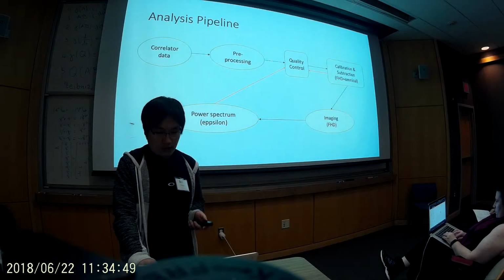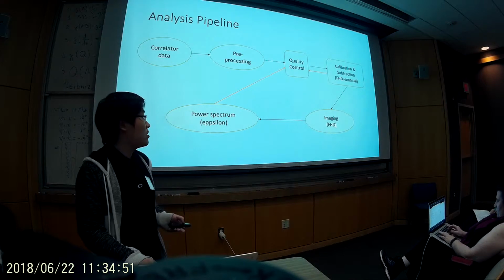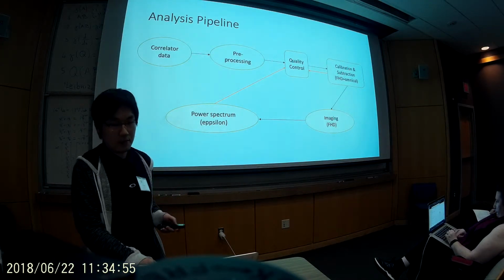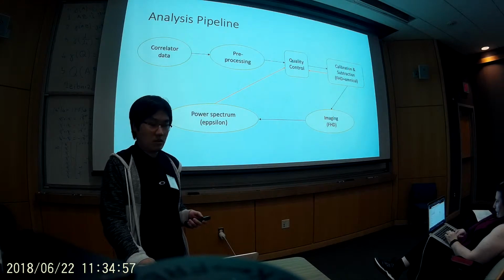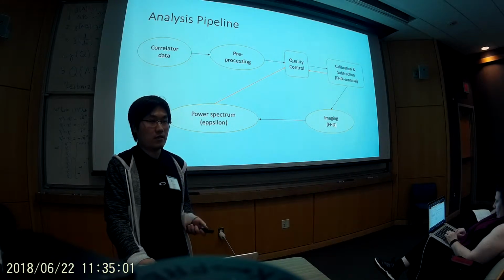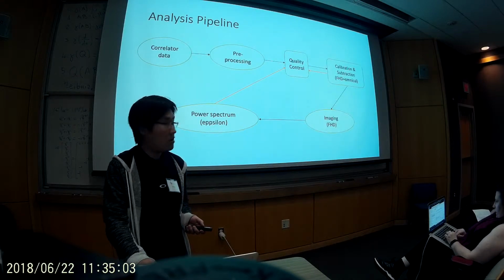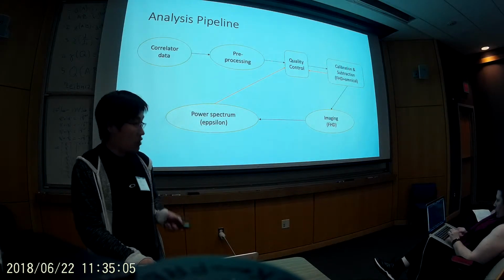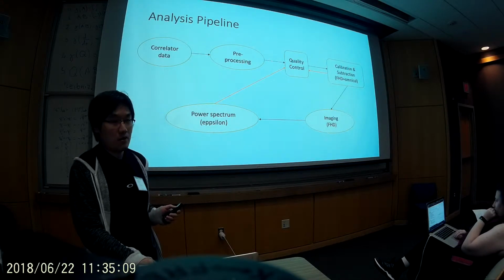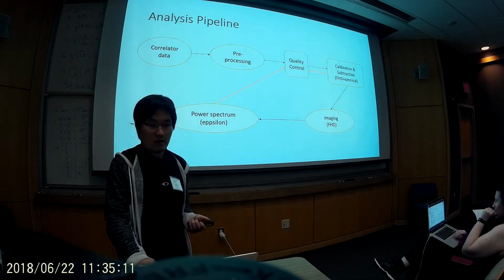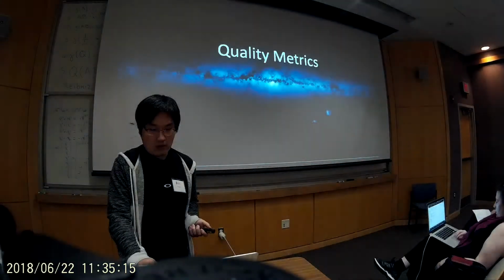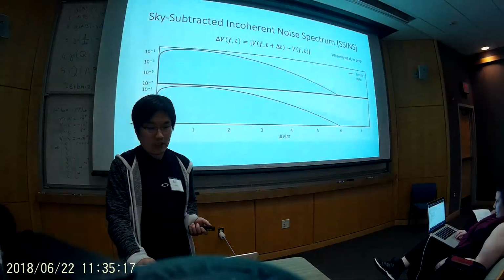I've made some modifications to the FHD Epsilon pipeline. First, I've added a quality control step. I implemented 3 quality metrics to better evaluate the data quality. I've also integrated redundant calibration into the calibration step, and I've improved the bandpass calibration, which I will talk about in a little bit. So first, the quality metrics.